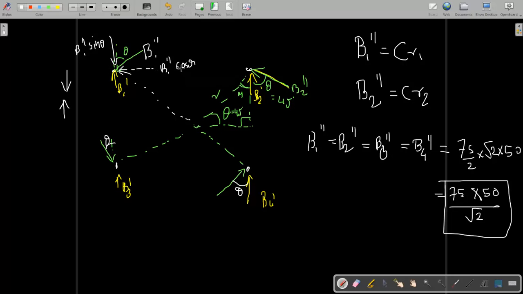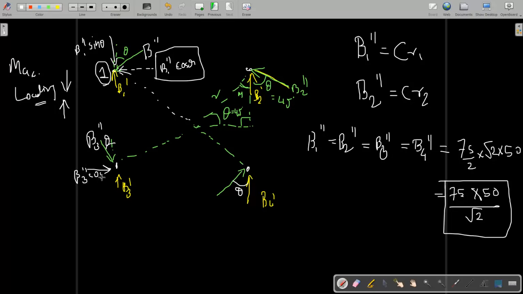So only one component is B1 double dash cos theta, and you know very well we design any system based on the maximum loading condition. Okay, so this is not the maximum condition, this is the minimum loading condition. This point 1 is in the minimum loading condition. Similarly this is B3 double dash, the same components will happen. This is B3 double dash sin theta, and this is B3 double dash cos theta. So this B3 dash and B3 double dash sin theta will cancel out, so only one component remains.